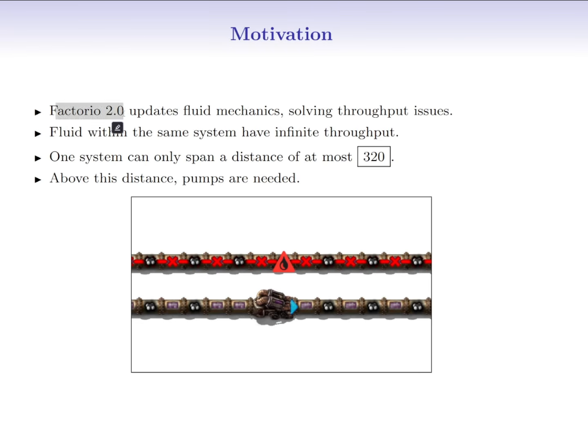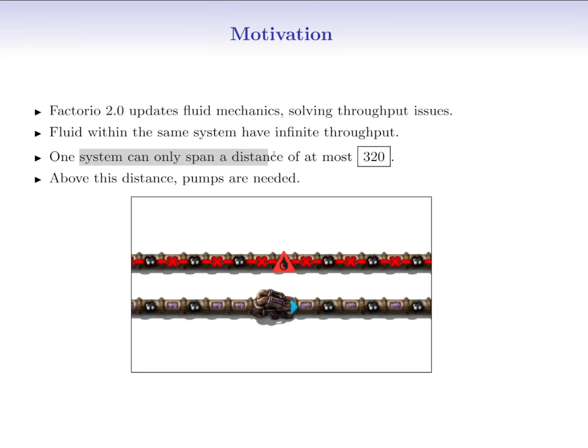Well, the last major update, Factorio 2.0, we got a new fluid mechanic. A lot of problems with throughput was solved in 2.0. Now the situation is that the fluid in the same system have infinite throughput, meaning that if you have two pipes that are connected, they would always instantly have the same level of fluid instead of things flowing through a pipe all the way down.